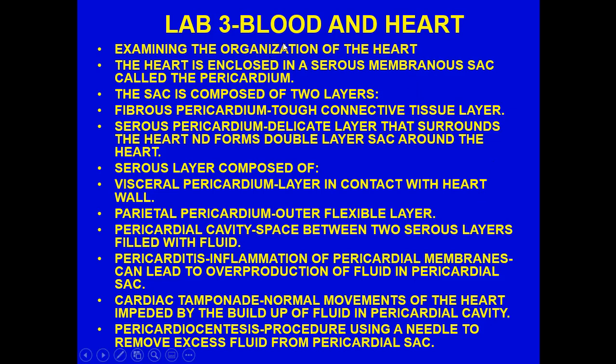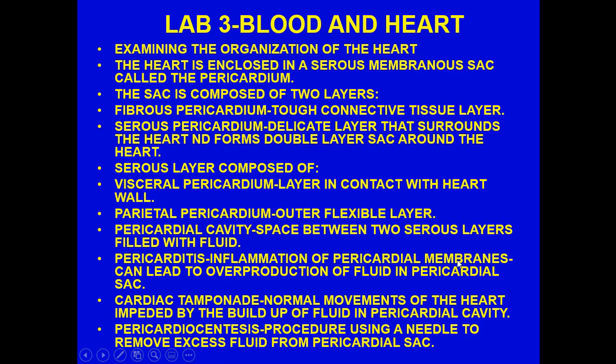Now, examining the organization of the heart. The heart is enclosed by a serous membrane sac called the pericardium. The sac is composed of two layers: the fibrous pericardium, which is a tough connective tissue layer, and the serous pericardium, which is a delicate layer that surrounds the heart and forms a double-layer sac around the heart. In this pericardium, you have the serous layer composed of the visceral pericardium. This is the layer in contact with the heart wall. The parietal is the outer flexible layer, and there is a cavity there that is filled with fluid, pericardial serous fluid.